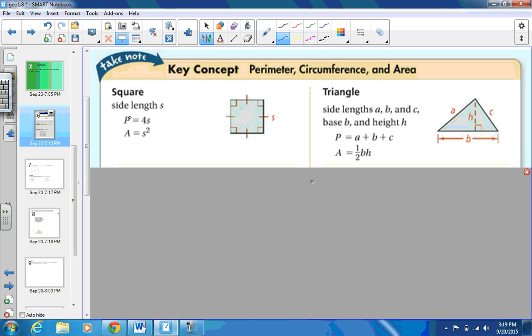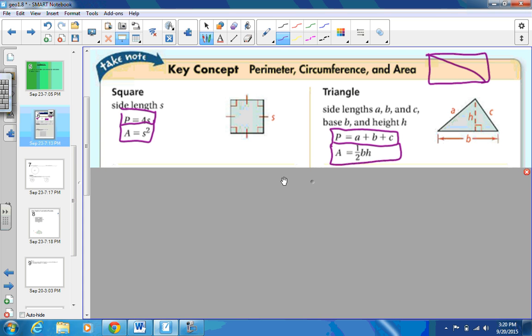So to find the perimeter of a square, add up all the sides. So 4 times the side length, whereas the area would be whatever the side length is squared, since they'll all be the same side length. Triangle, add up the 3 sides for the perimeter. And for the area, it's 1/2 base times height. If you don't know why it's 1/2 base times height, it's because basically a triangle is going to be half of a square or a rectangle. So if that's a triangle, it's half of a rectangle. That's why we're multiplying it by 1/2.